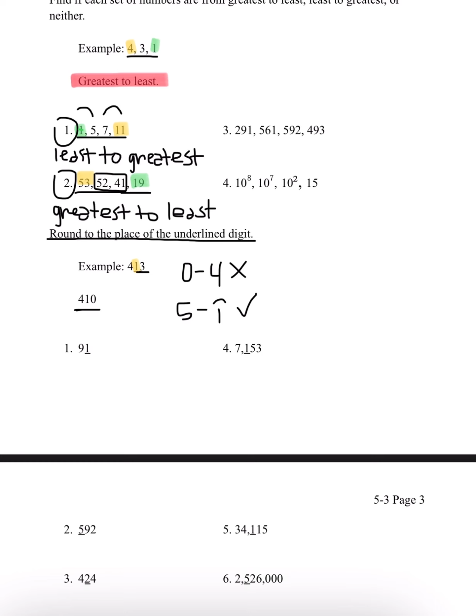I'm going to be going over 2 and 4. So 2 gives us 592. The underlined number here is 5. That's in the front. And we see behind 5 is a 9. Like I said earlier, if the number is 5 or greater, that means we do round. And 9 is in this category. So if you round 5, it will be 6. So the answer would just be 600.